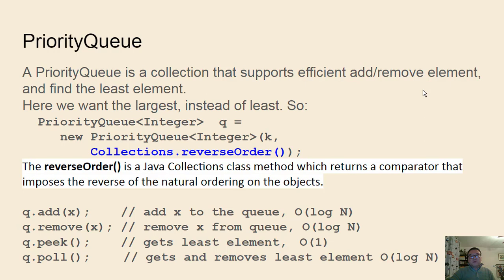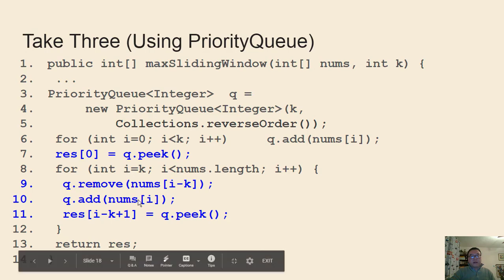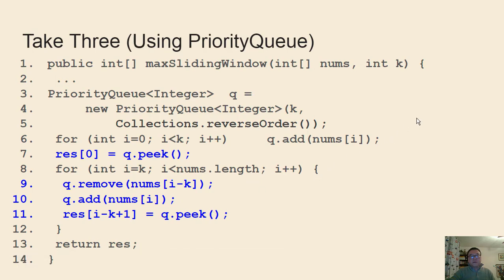So that's the third approach here, use priority queue. We compute the max, and each time we remove the value to be removed and add a new value, and then use the priority queue to give us the max.